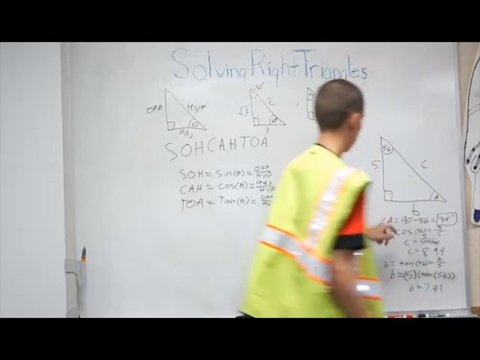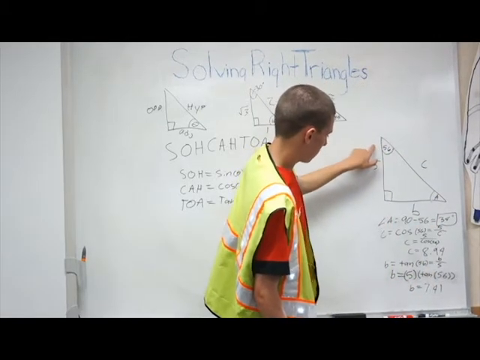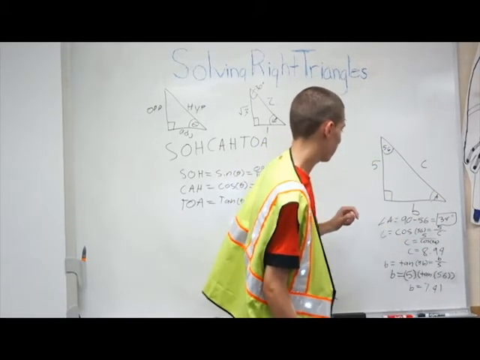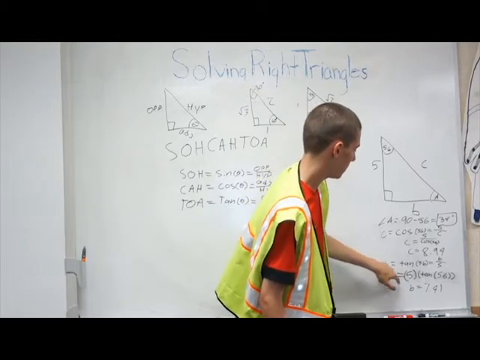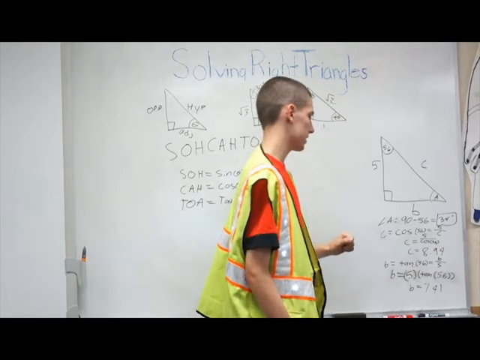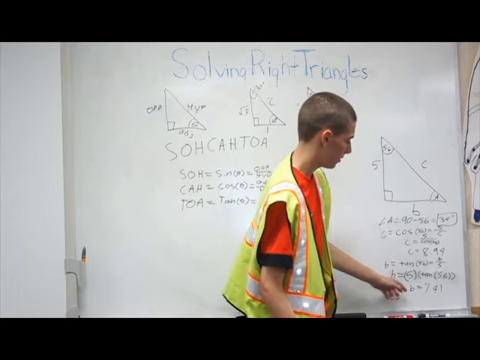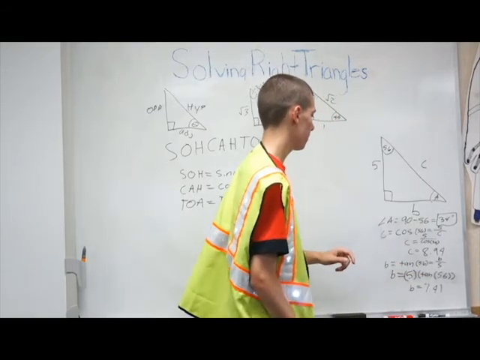And to solve for the opposite side, you can use the tangent, TOA over here. Tangent of 56 equals b over 5, which can be simplified to b equals 5 times the tangent of 56. And if you plug that into your calculator, you should get about 7.41.